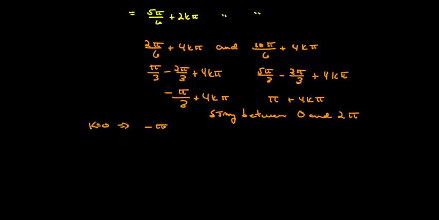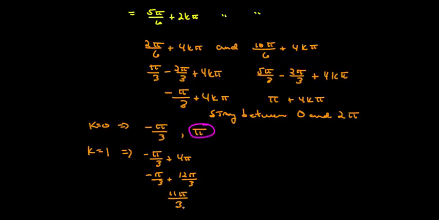If that happens, then I have negative pi over 3 for the first set, and for the second set, I have pi. Well, the only one that fits between 0 and 2 pi is this guy. So this is one of the solutions, and that's what we found before. Now let's keep going. If k is equal to 1, then I have negative pi over 3 plus 4 pi. That's negative pi over 3 plus 12 pi over 3, which is going to give me 11 pi over 3. And that's already more than 2 pi. So that guy doesn't work.